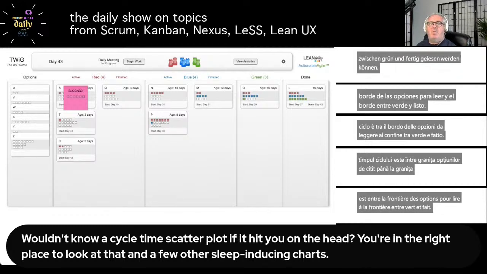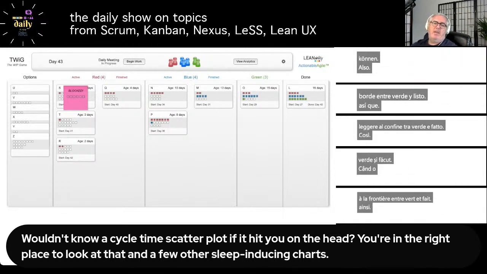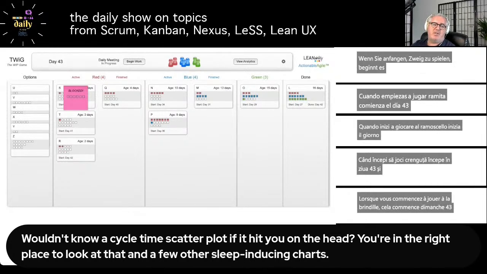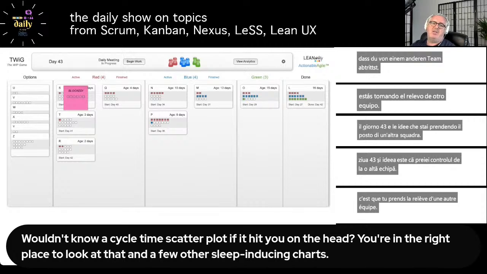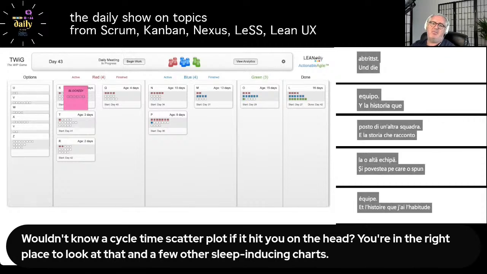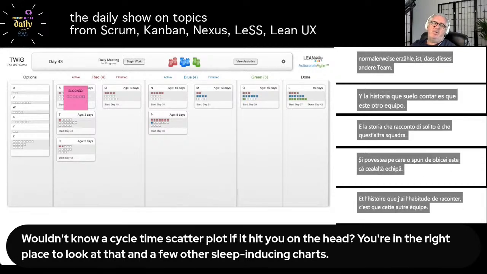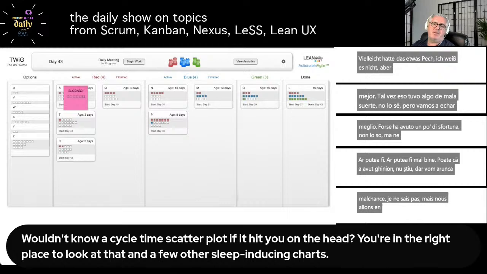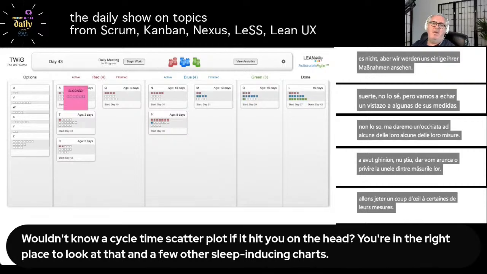So when you start playing Twig, it starts on day 43, and the idea is that you're taking over from another team. And the story that I usually tell is that this other team, they could be better. Maybe they had some bad luck, I don't know, but we're going to have a look at some of their measures that are supporting this workflow.